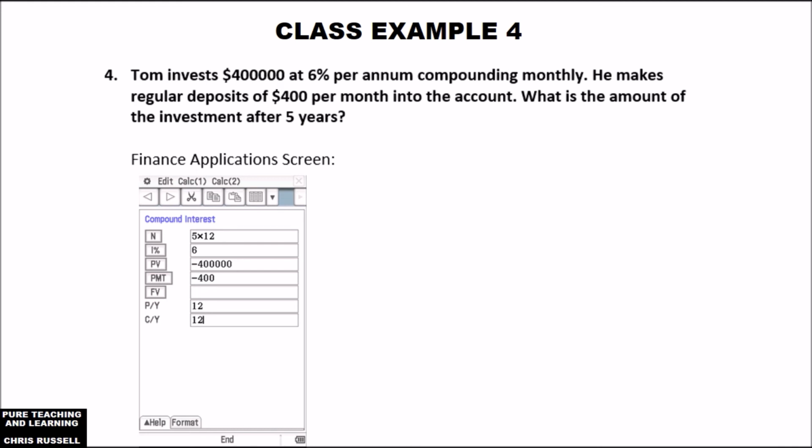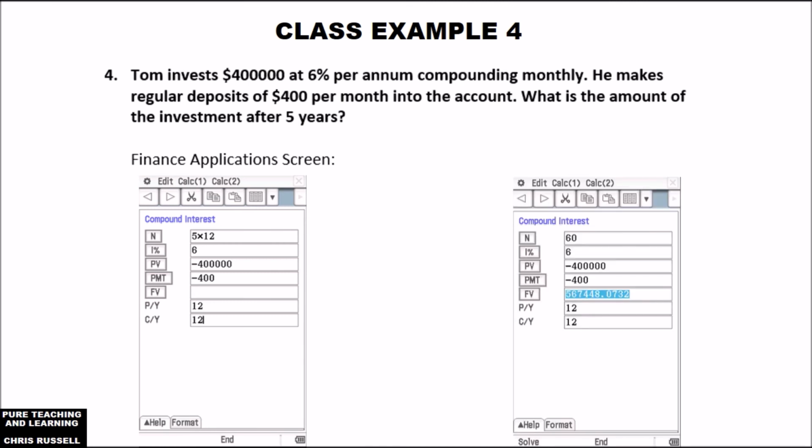The interest rate is 6%. Tom is investing, so therefore it's a negative value, so therefore negative 400,000. Tom is also depositing money each month, so therefore it's negative 400. And PY CY is 12 because we are compounding monthly. When we hit the FV key, we get the following. So therefore the investment after 5 years is $567,448.07.